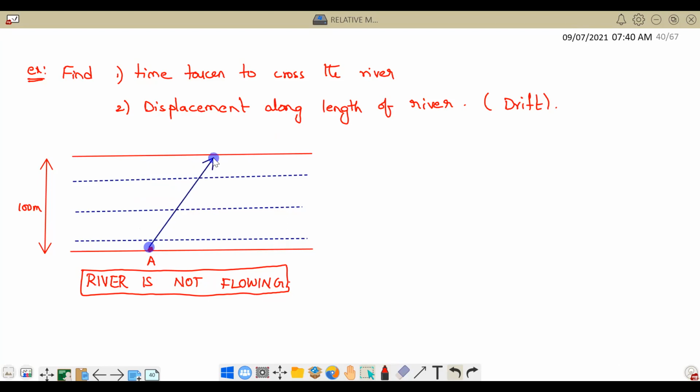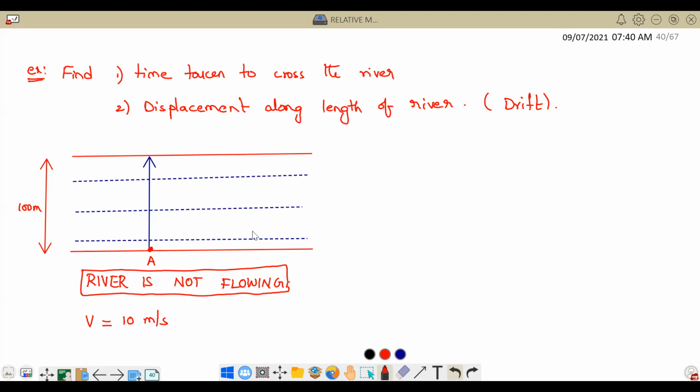If he is headed in this direction, he will reach exactly here because the river is not flowing. Correct or not? If he is going like this, you can easily tell the time taken. Now suppose his velocity is given: the velocity of the man is 10 meters per second.